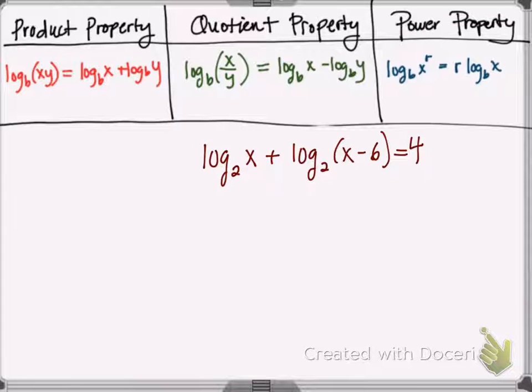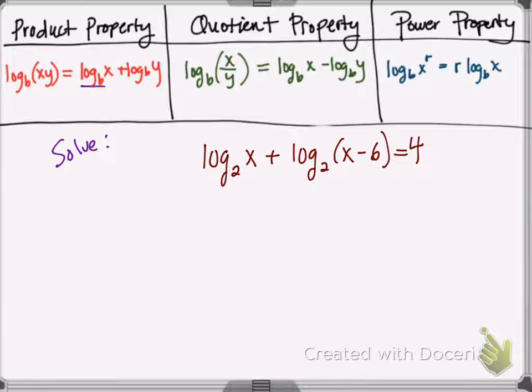In this example, we're going to be using the properties of logs in order to solve this equation. So the first thing I notice is that the left-hand side has 2 logs. So we're going to condense this as one single log of base 2 since they share the same base. And we're going to do that using the product property.